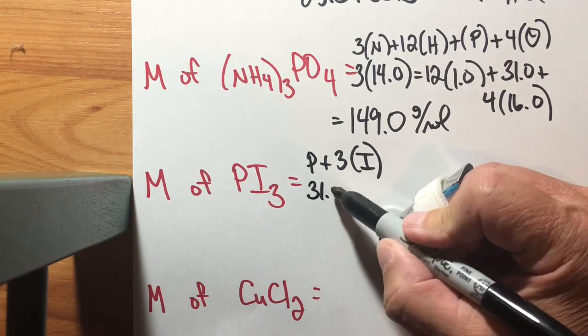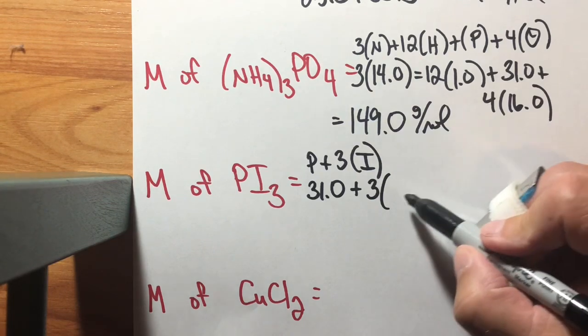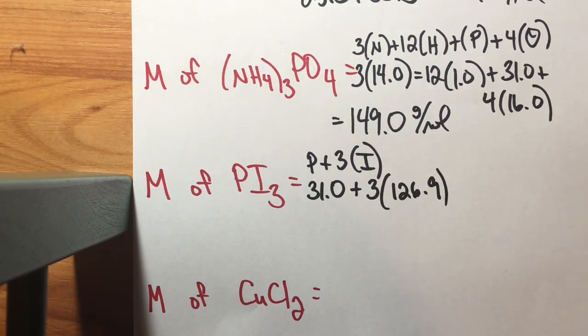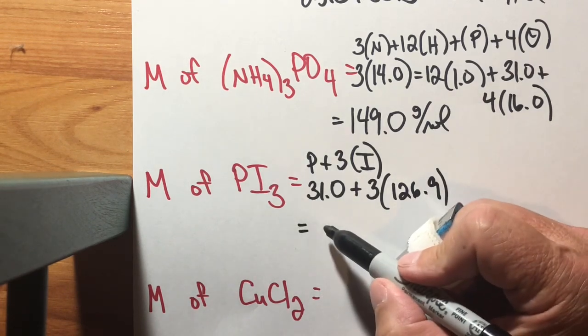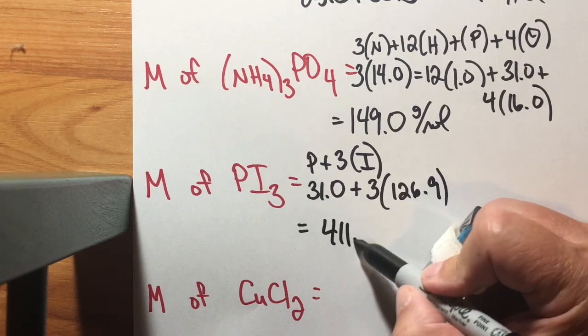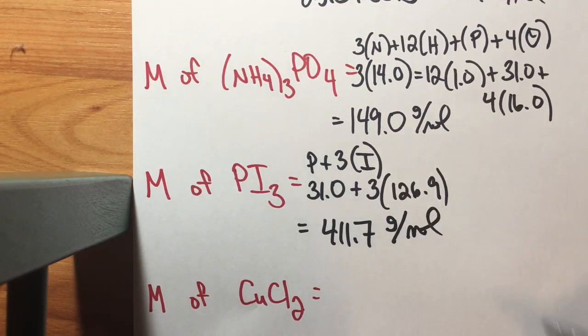So phosphorus is 31.0 and iodine is 126.9. I'm going to plug that in my calculator and I will end up with 411.7 grams per mole. So that's a really high one.